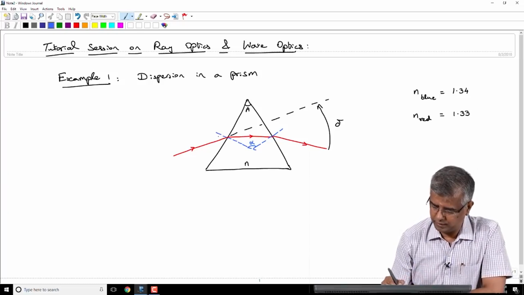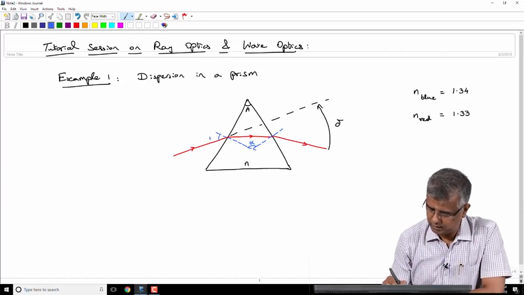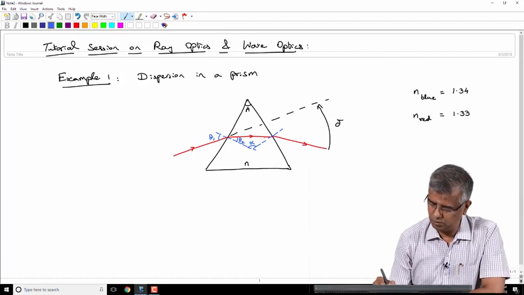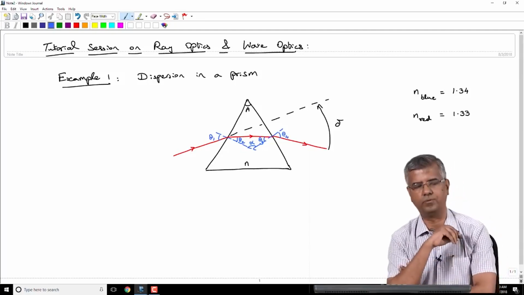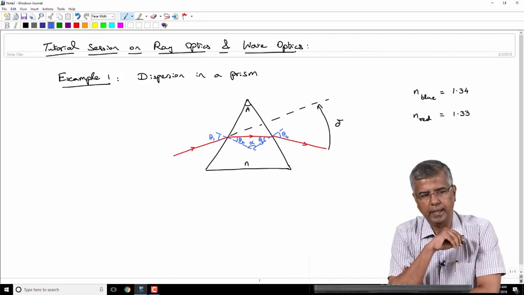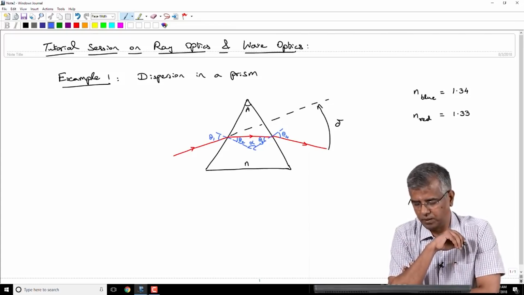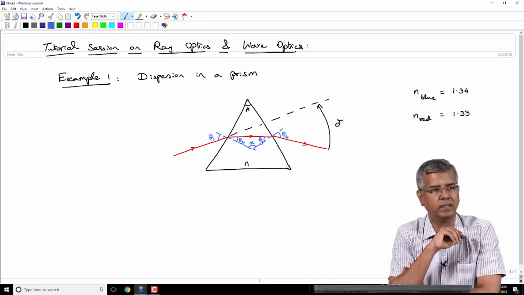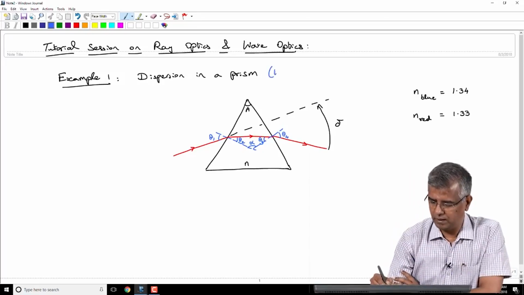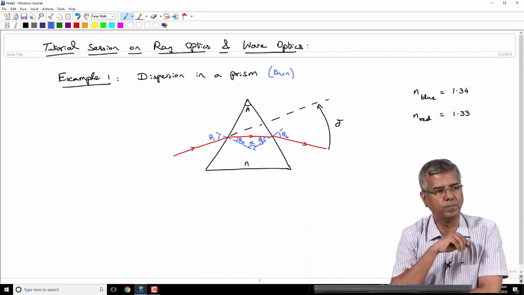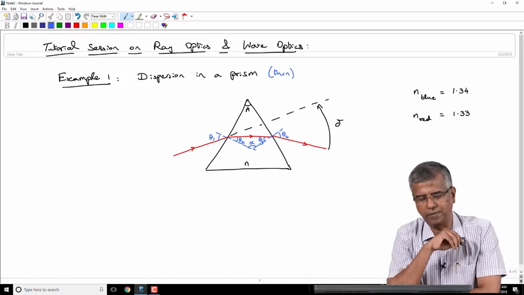We also know that the ray is incident at an angle, let us say theta 1, it goes out at an angle theta 2, it is incident on this interface with an angle theta 3, and it goes out with an angle theta 4. And let us for simplicity consider this prism as a thin prism. So what is the effect of that?